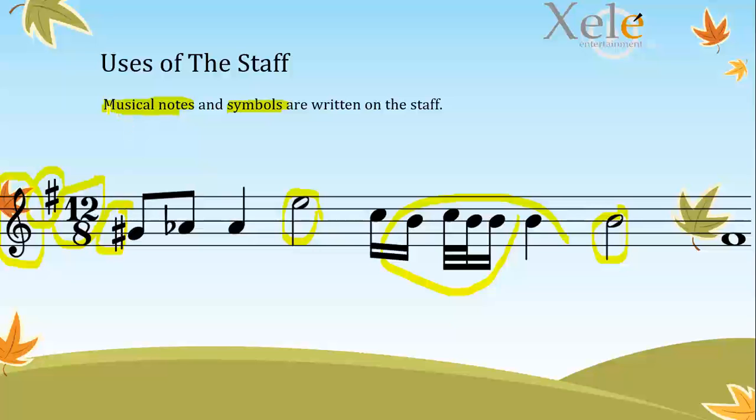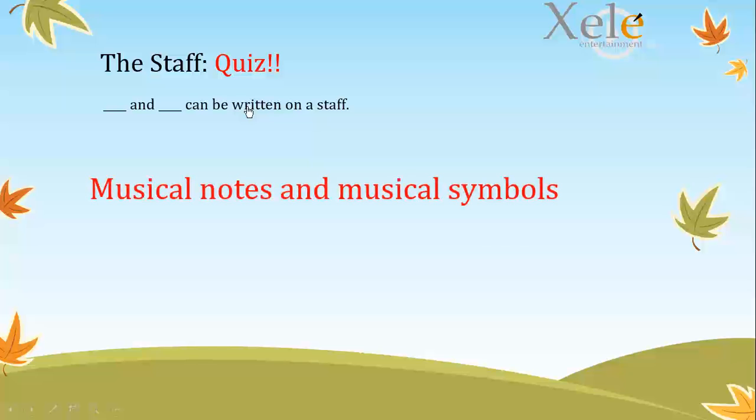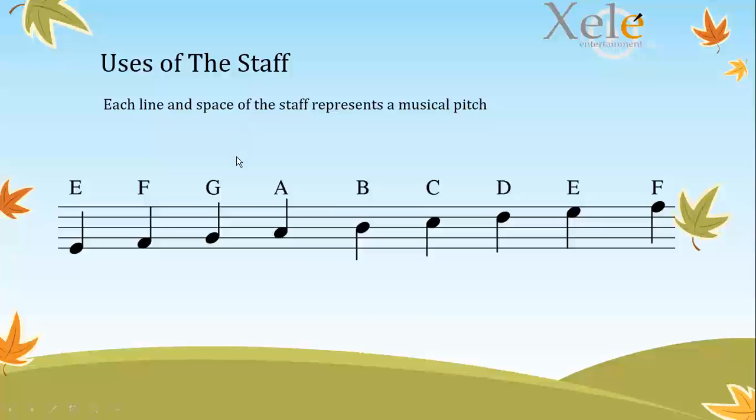Okay, so we can write musical notes on the staff. We can also write symbols on the staff. And again, I have a quick quiz. Dash and dash can be written on the staff. What are the things that we can write on the staff? Do we draw people's faces on the staff, or do we write people's names on the staff? We write musical notes and musical symbols on a staff.